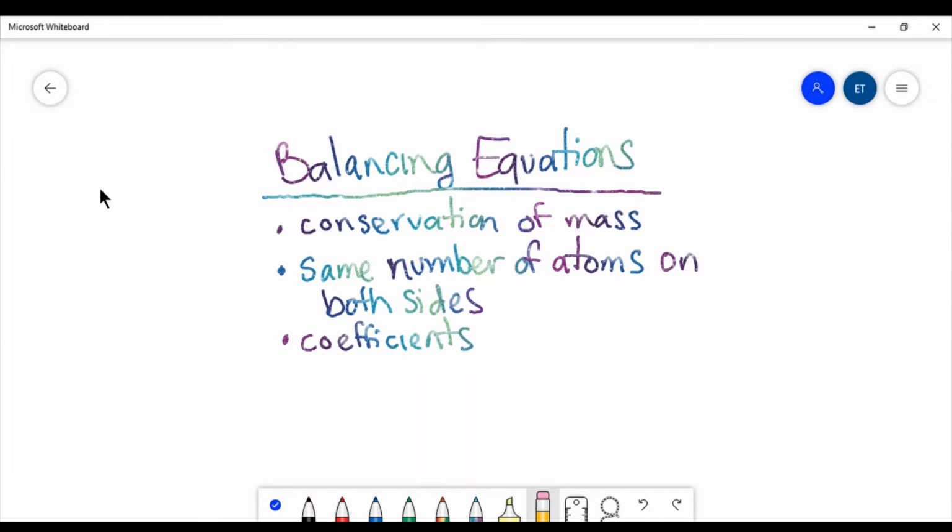Okay, so for balancing equations, what we are trying to achieve is to conserve the mass. So basically, the number of atoms on one side of the chemical equation has to be the same as the number of atoms on the other side of the chemical equation. So both the reactant side and the product side should have the same number of atoms, although they might be arranged differently. So in order to have all of these atoms be equal, we're going to have to rely heavily on coefficients. So we're going to work on some examples right now, and I'll explain a little bit more.